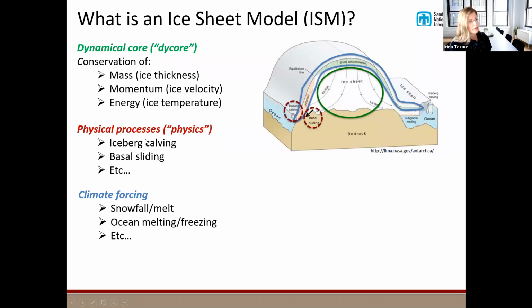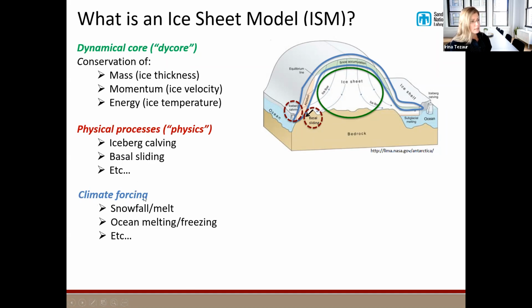And typically these would be things that you either don't have explicit equations for, or things that if you were to write down equations for them and discretize them, it would make the model so expensive and require such high resolution that it really wouldn't be feasible to run the model at continental scales. And so examples of this would be parameterizations of iceberg calving or fracture of the ice at the terminus, basal sliding, and I'll talk a lot about basal sliding a little bit later on.